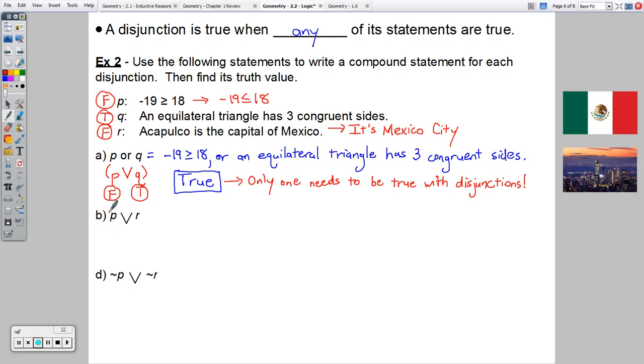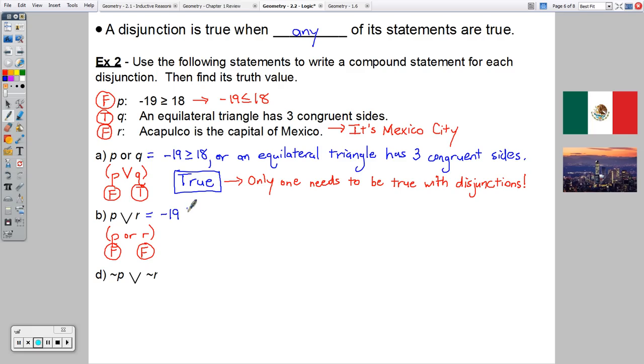So we have P or R. That's what that means in words, from words to symbols there. So P, false statement. I'll write that underneath it. R, also a false statement. If they're both false, none of them are true, then you're going to have, what do you think? Let's find out if you're right. I'm not going to say it yet. I'm going to write out the statement first.